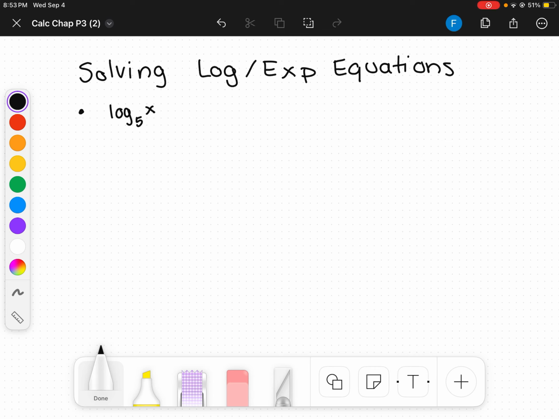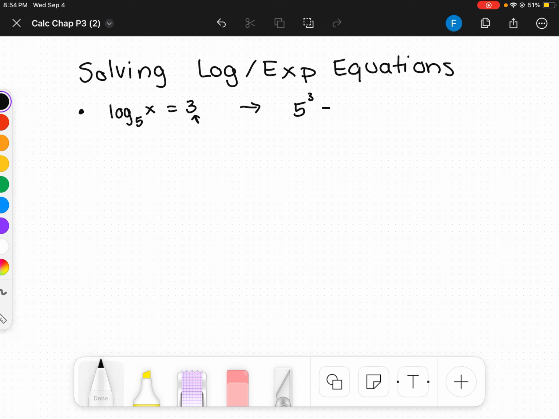Log base 5 of x equals 3. Just looking at this, I would not expect you to solve this. What I would expect from you is rewrite it as an exponential equation and then solve the exponential equation. That's a lot easier. So remember, log base 5 would be your base. Your exponent would be this 3, 5 to the 3rd equals your answer.